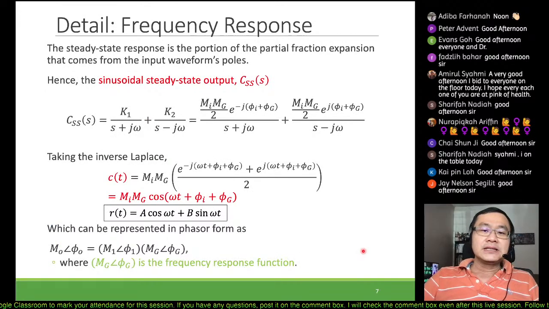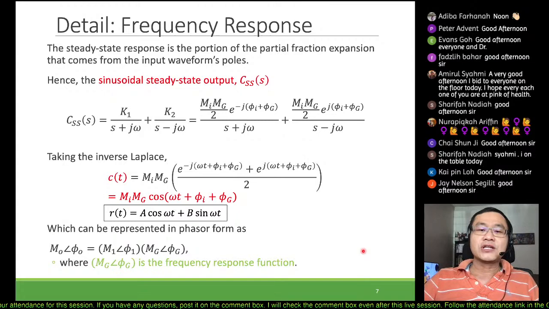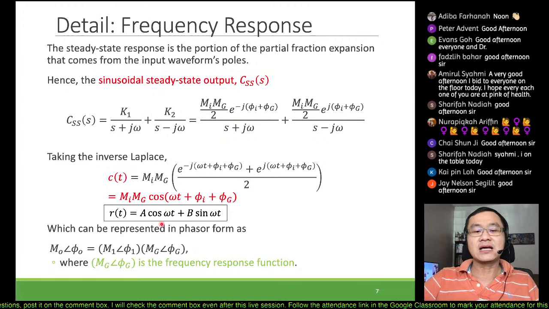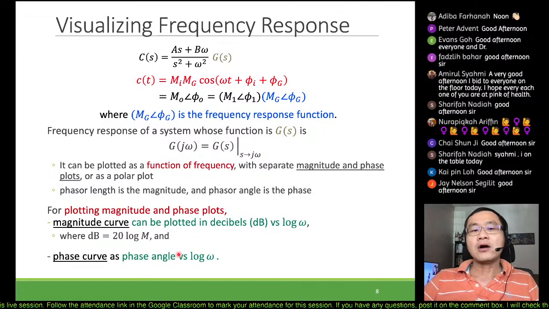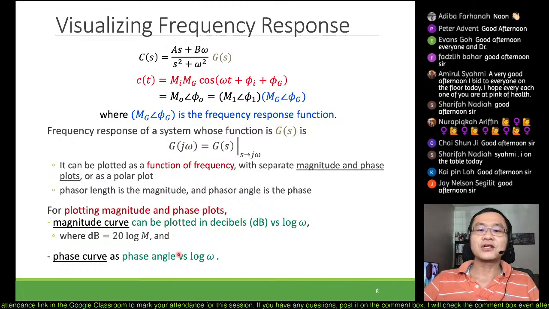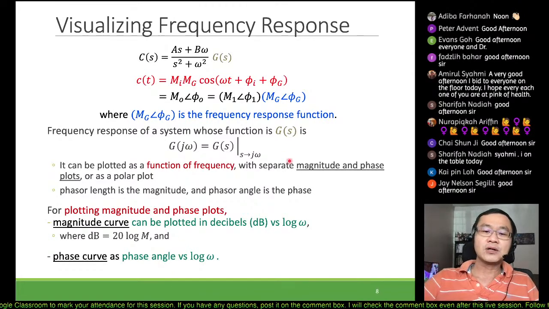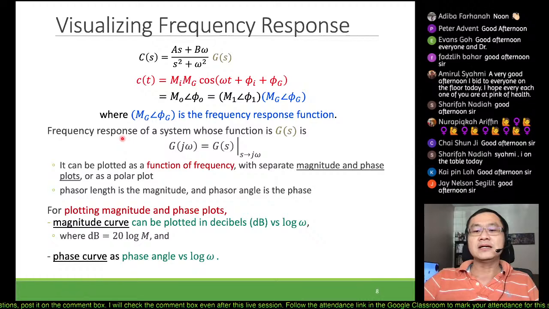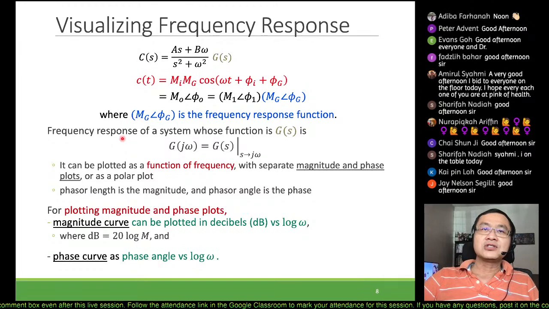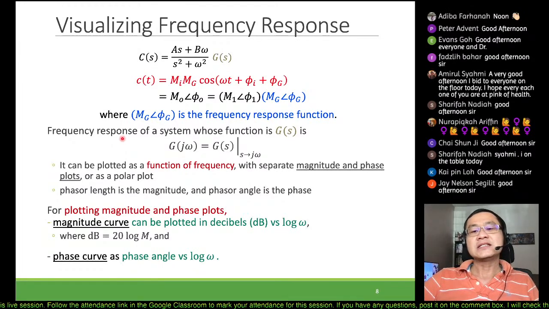Now the detail of this frequency response, you can go through it in this form, so how we can get the notations that you have seen previously. Now on how we can visualize the frequency response, the important thing is the blue one. So here what happens is the frequency response of a system for a function G(s), when it comes to a steady state form.